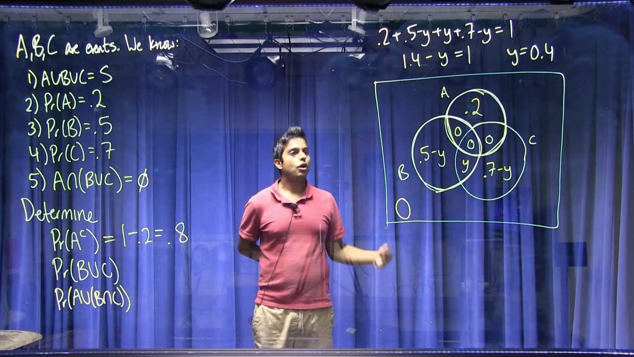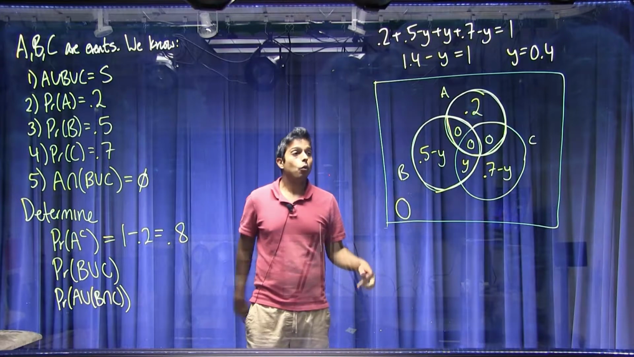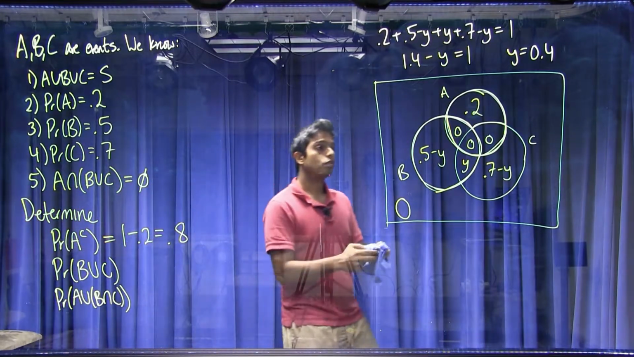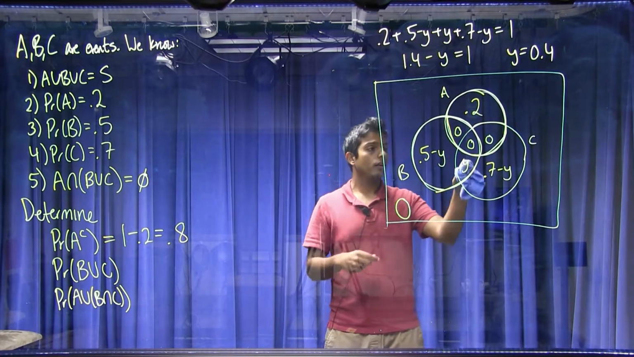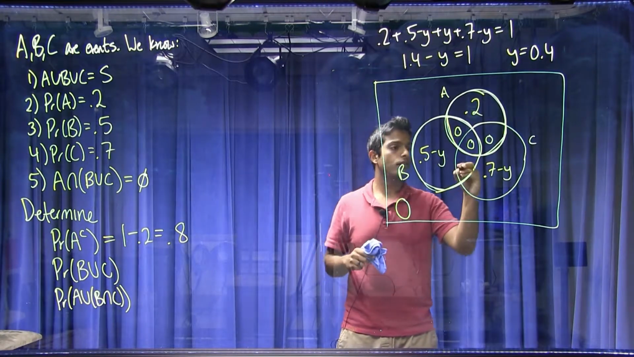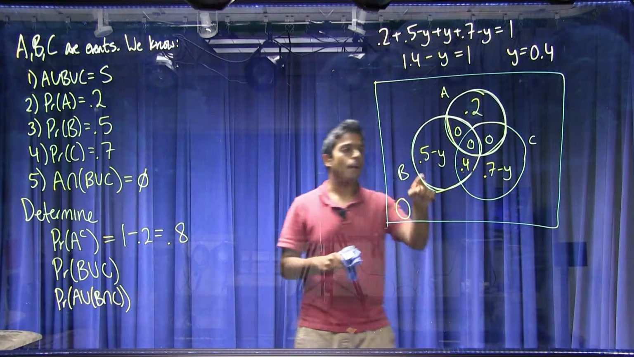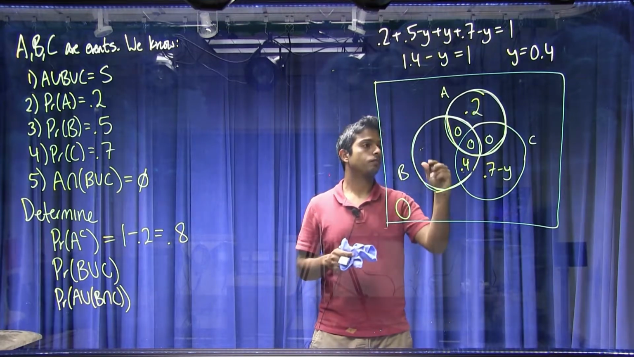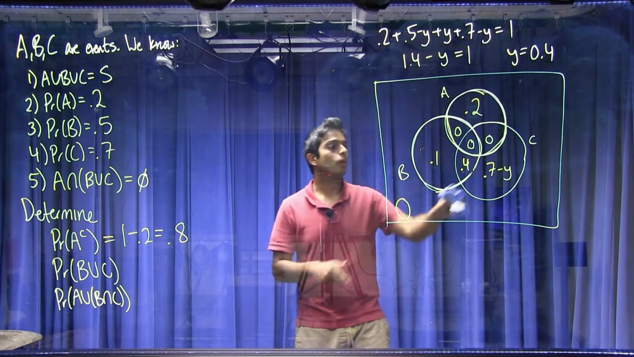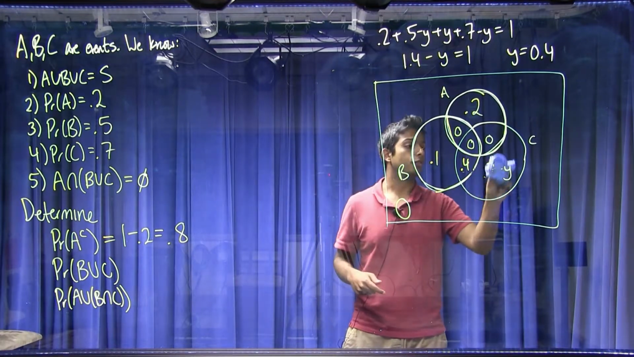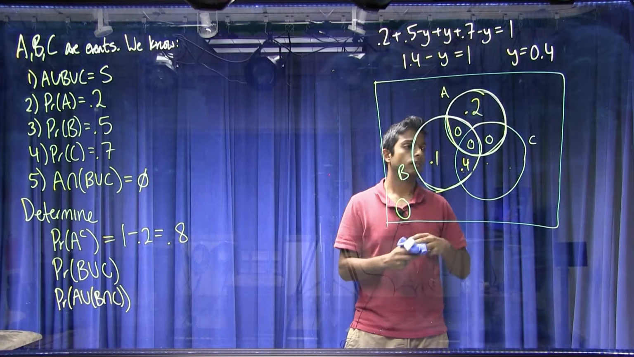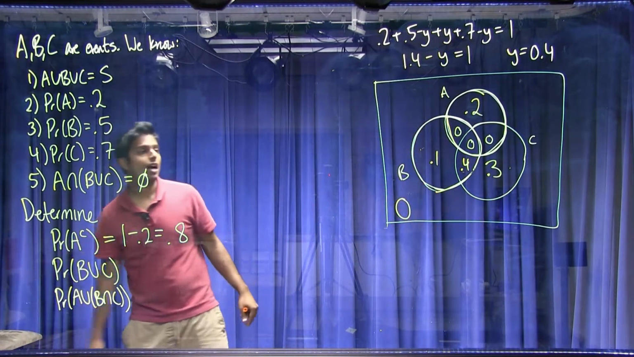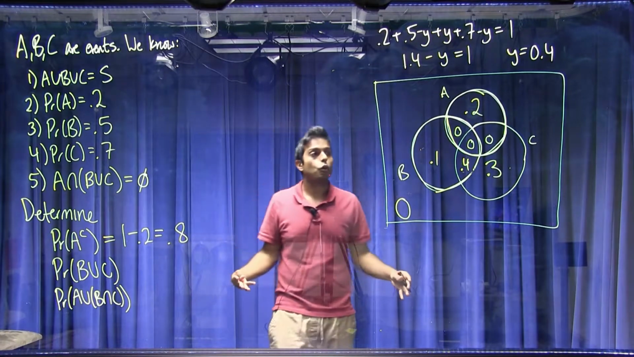Okay, so now that we know Y is equal to 0.4, we can actually put numbers into this Venn diagram. So since Y is equal to 0.4, I could put a 0.4 right in there. And then 0.5 minus 0.4, well, that's just 0.1. And 0.7 minus 0.4, that's just 0.3. So we filled in this entire Venn diagram, and now we can answer the questions.